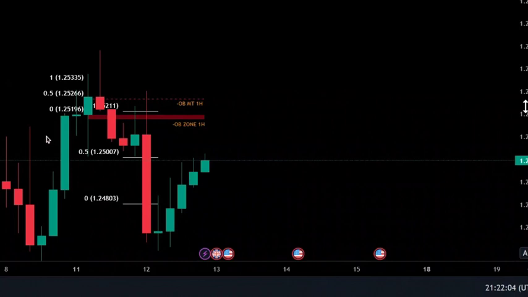So now, what do we need to do? Since we just marked up the 1 hour, we know price is not going to respect these lines that you just drew up 100%. It may respect it, but it may go higher or lower based off the higher time frame.